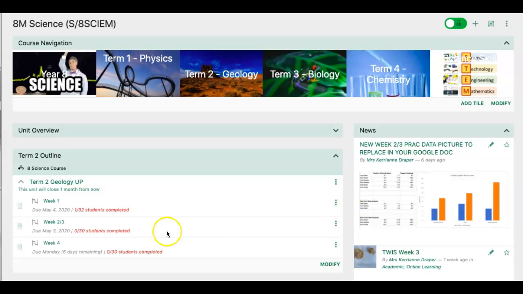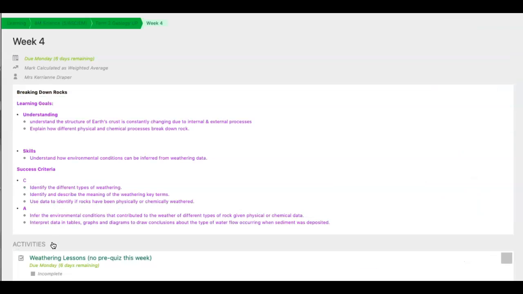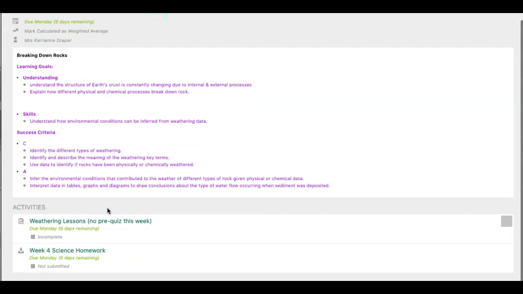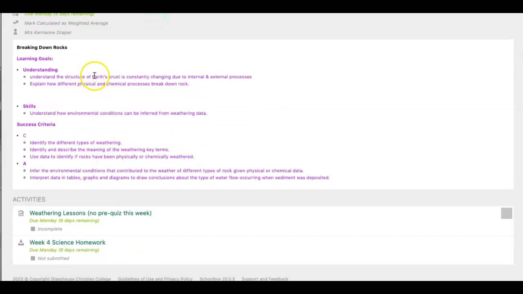For this week, we are into week 4 now. So week 4 is quite simple. We actually don't even need a pre-test this week. Our learning goals for this week are to understand how the physical and chemical processes are breaking down the rocks around us, and to be able to try and infer what sort of weathering conditions were around when we see rocks with certain types of damage.